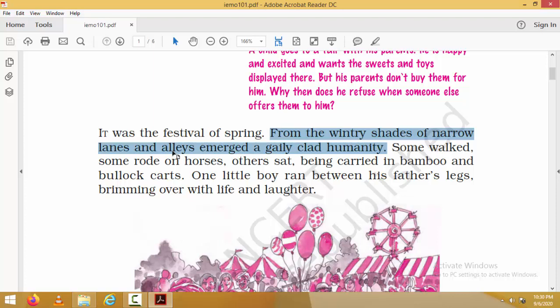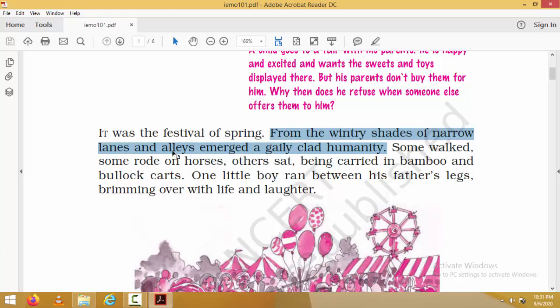Cheerfully clothed. If you look at them, their appearance, the way of dressing was so cheerful. Gaily clad humanity. From the wintry sacks of narrow lanes and alleys emerged. Emerged means became apparent. If you look at the lanes and alleys, when you see that, you can see the people wearing very cheerful dress.